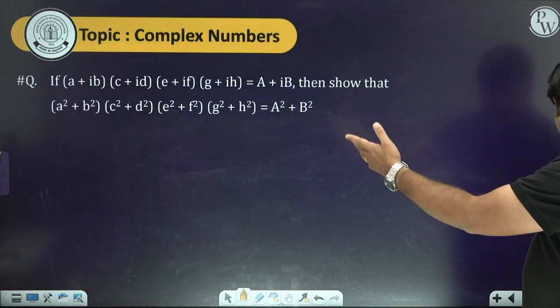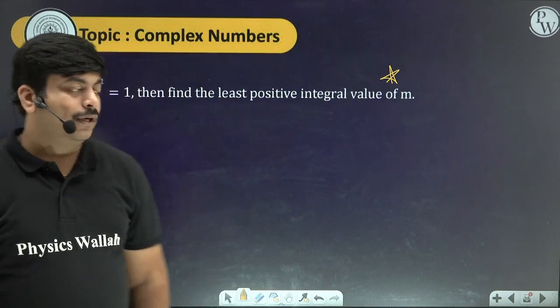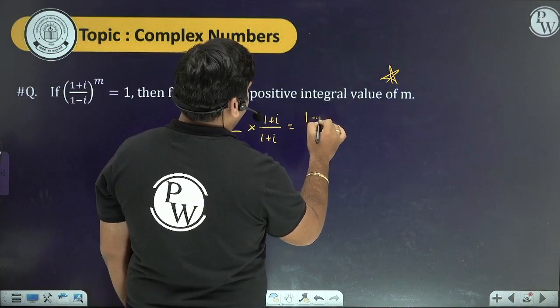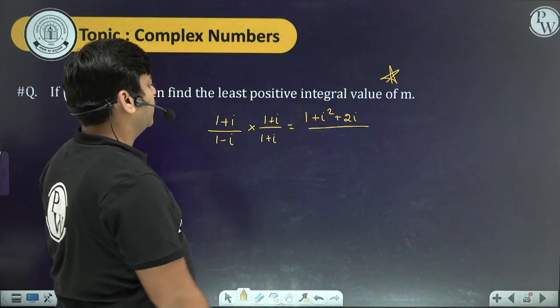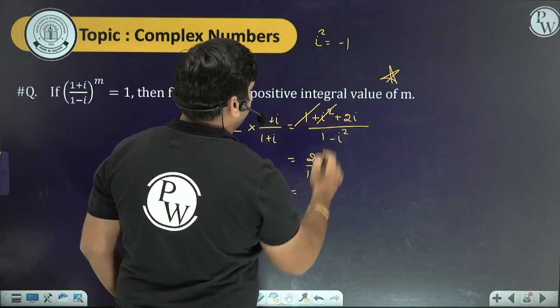(1 plus i by 1 minus i) whole power m equals 1, and find the least positive integral value of m. These types of questions are very important. We will first of all try to solve this. What is inside, 1 plus i by 1 minus i? Multiply by 1 plus i by 1 plus i. Numerator is (1 plus i) whole square, which is a square plus b square plus 2ab. Denominator is a square minus b square, 1 minus i square. The 1 and i square get cancelled, you get 2i by 1 plus 1, which is 2, since i square is minus 1. So 2i by 2 will give you i.